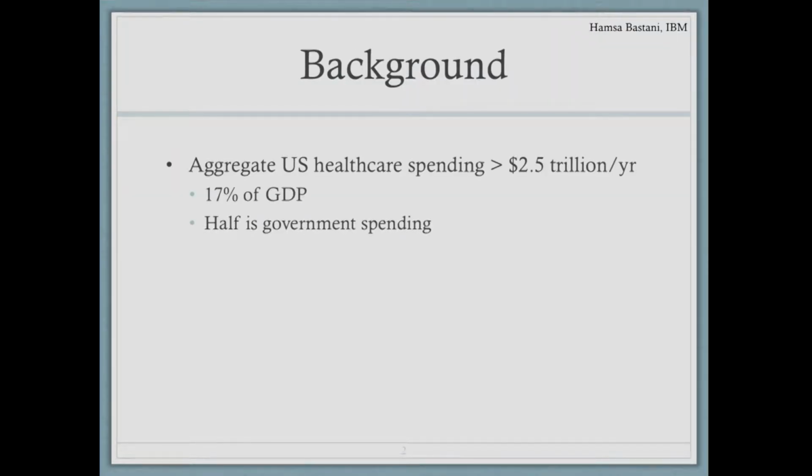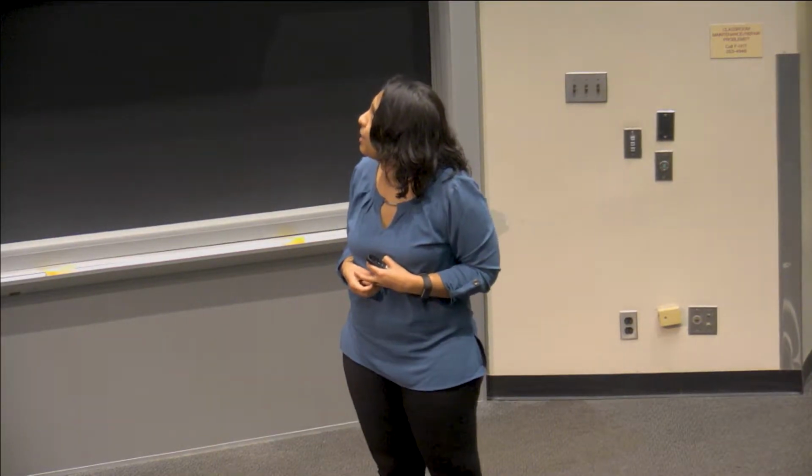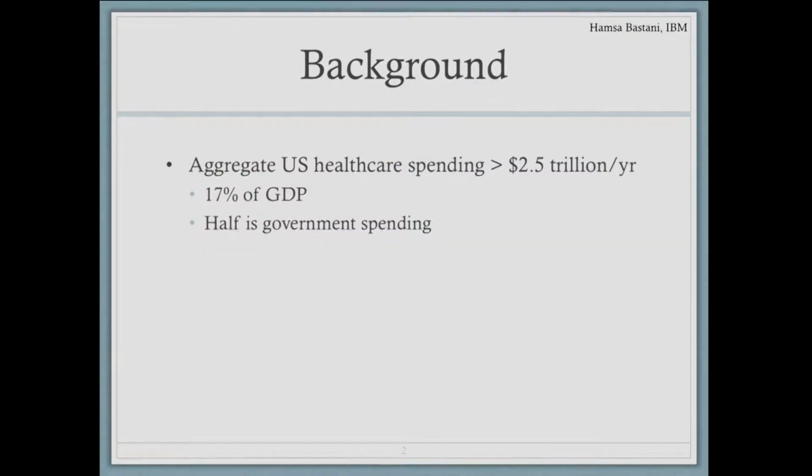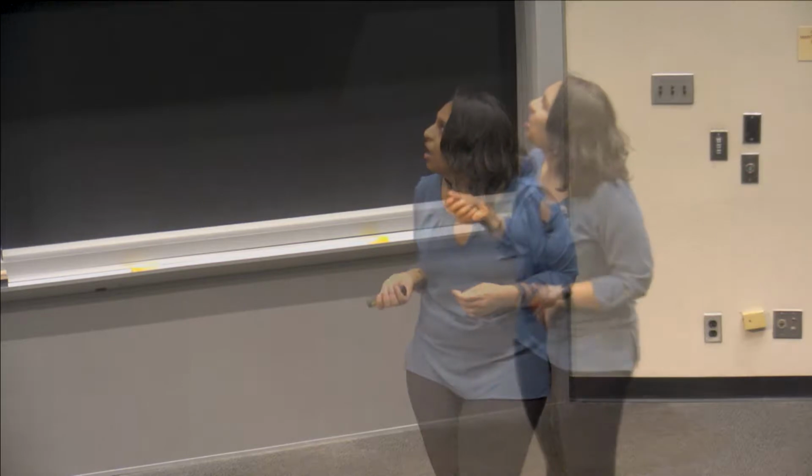Okay. So as you all know, healthcare costs are on the rise, as you've probably seen in the news. Last I checked, we had spending over $2.5 trillion a year, which makes up over 17% of the GDP. And this is by far the highest per capita healthcare spending of any country. And about half of this is just government spending alone through Medicare and Medicaid programs.